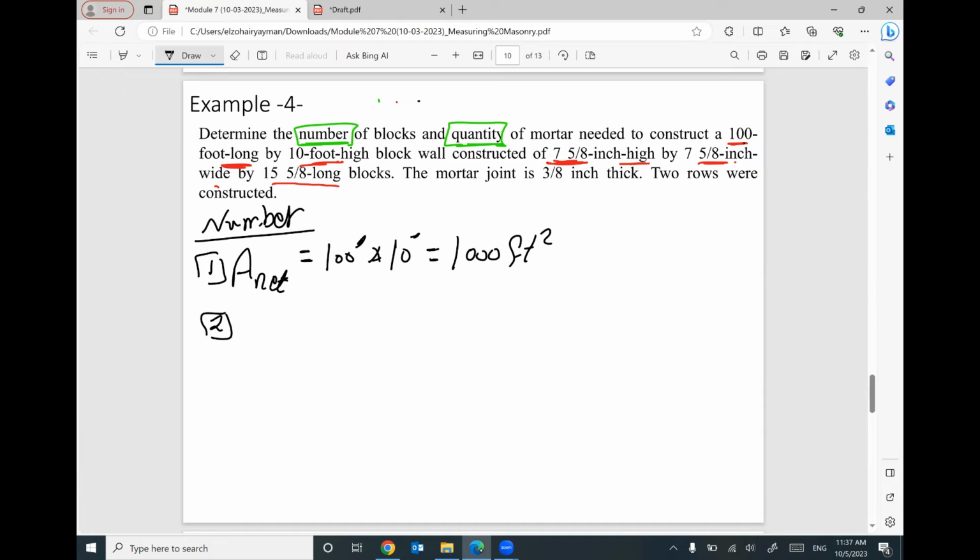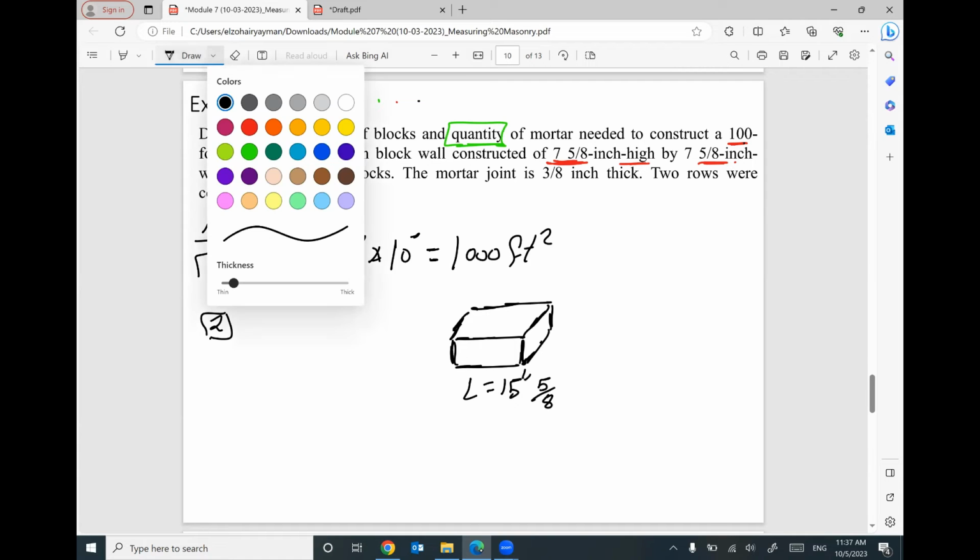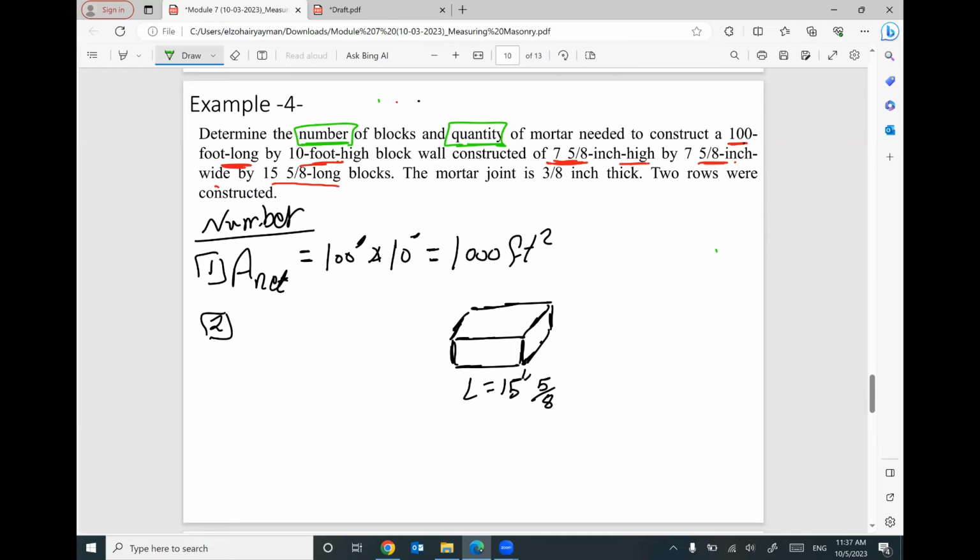Step number 2. Since your brick is given like this, I do recommend drawing your brick to make it easier to understand. The length is given by 15 inch and 5/8, and the height is given by 7 inch and 5/8, and the width is given by 7 inch and 5/8.